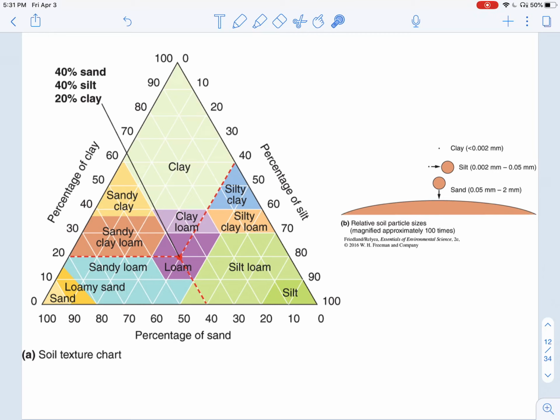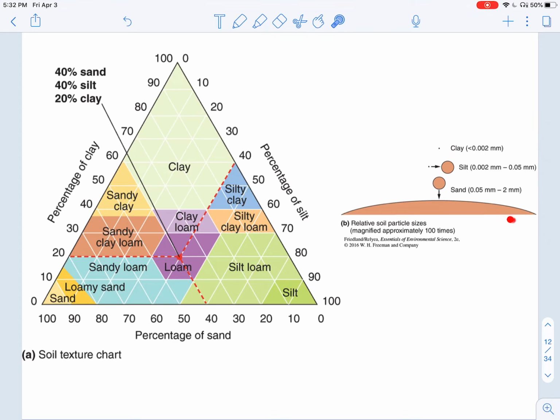And maybe before we get into the texture chart, let's look at part B of this figure. It shows the relative size, magnified approximately 100 times, of what these particles might look like. Notice sand, it looks massive, like the surface of the earth, and this is like the moon or something, but it's magnified. So to see clay, that's less than 0.002 millimeters. Silt is pretty small too, but much bigger than clay. And then sand is way bigger than either of these two.